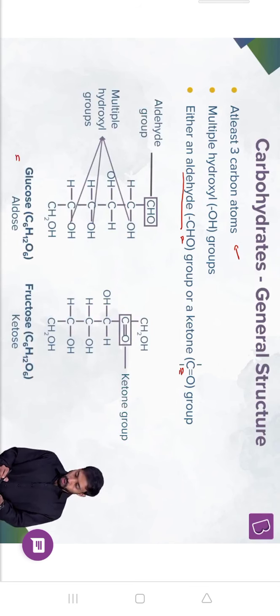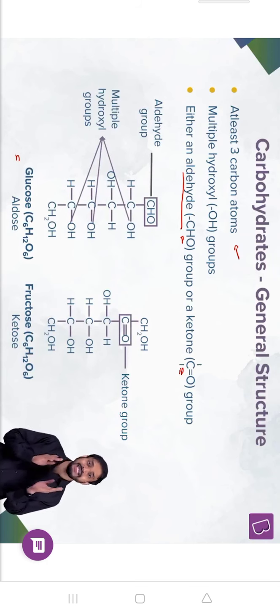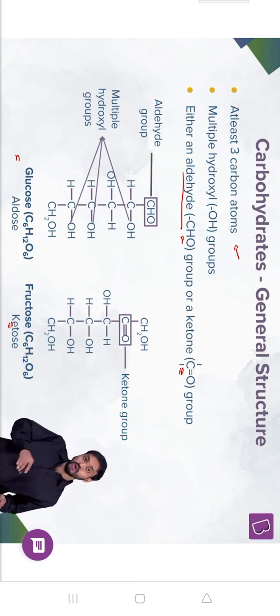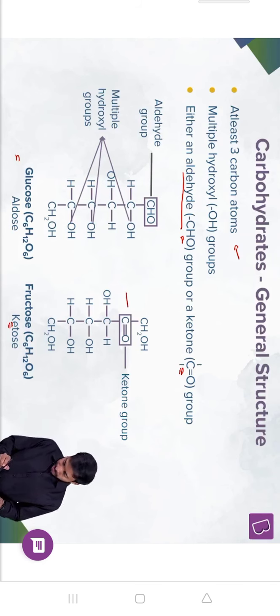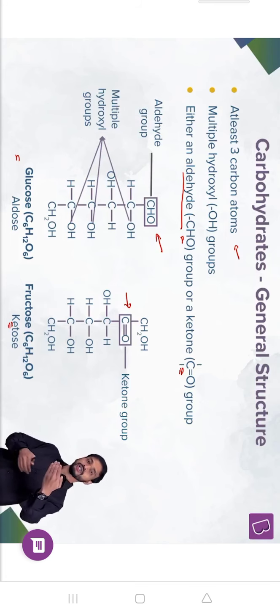Fine. Let's see some examples. See, this is glucose, which is an aldose. That means it has an aldehyde, CHO. And fructose, it's a ketose. It has a ketone group. See here, the ketone group. See here, the aldehyde group, CHO and C double bond O. Got it? This is the linear structure of glucose.